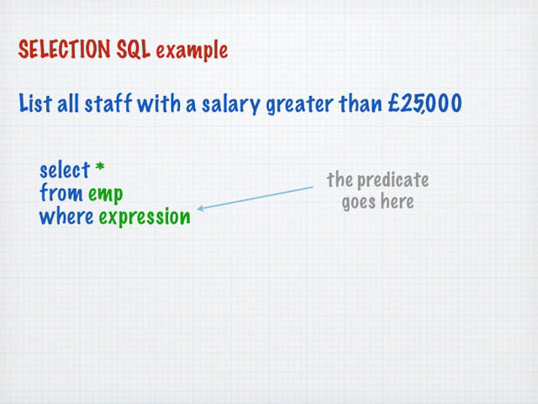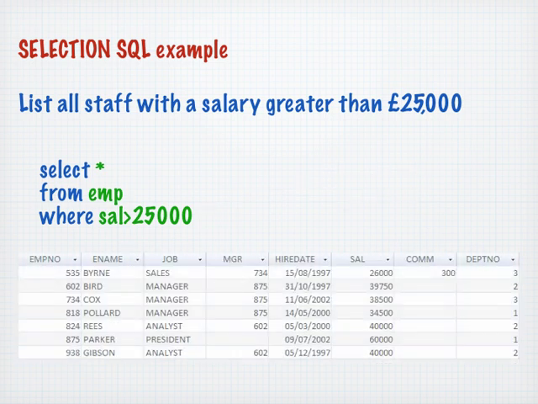Finally, down the bottom here is the where clause, and this is the bit where we're going to actually add the condition, add the predicate. So in this instance, we want to show people whose salary is greater than 25,000. It's the same format, the same syntax as in relational algebra. Sal is greater than 25,000. And you can actually type that in, run it against the table, and this is the result set that you'll get back.